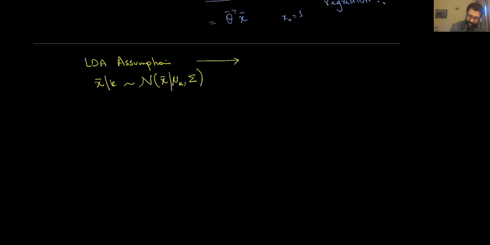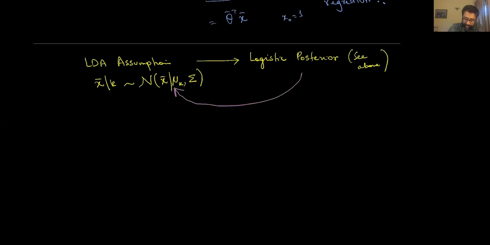Right. So what I'm saying is, the LDA assumption is basically that the features X given K follow a Gaussian distribution with a certain mu and a certain sigma, right? This yields a logistic posterior. So that's something we've done. The question then is, if you have a logistic posterior, does this imply that this is true? In other words, is this a two-way implication?